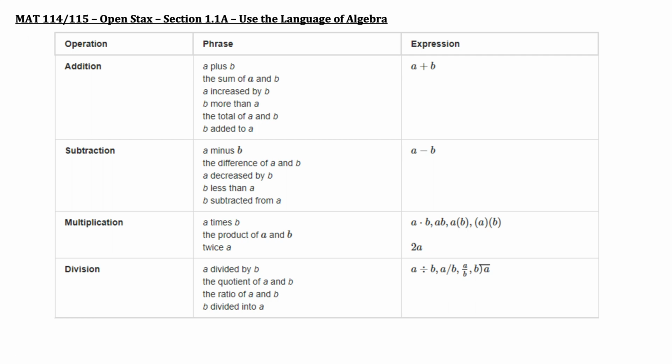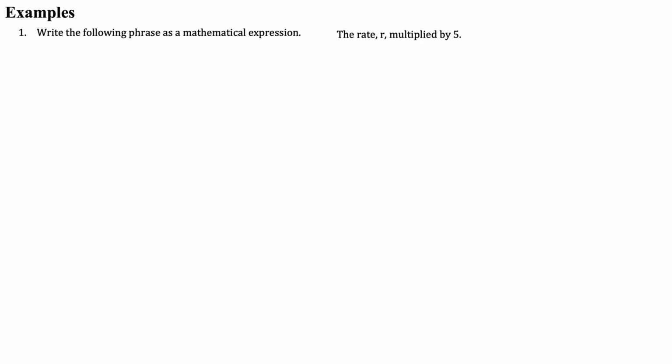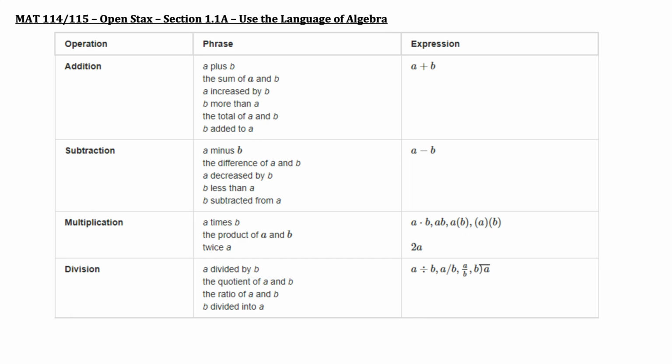1.1a for Math 114. The language of algebra. So we have our four basic operations: addition, subtraction, multiplication, and division. And we have a number of phrases that represent addition and subtraction, multiplication, and division.